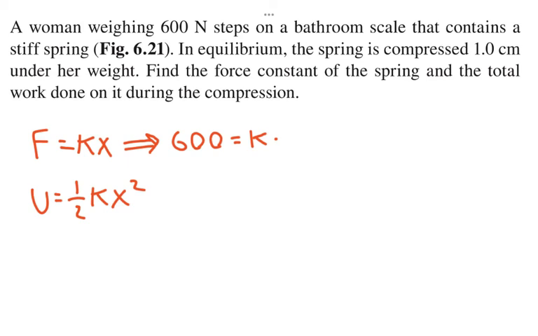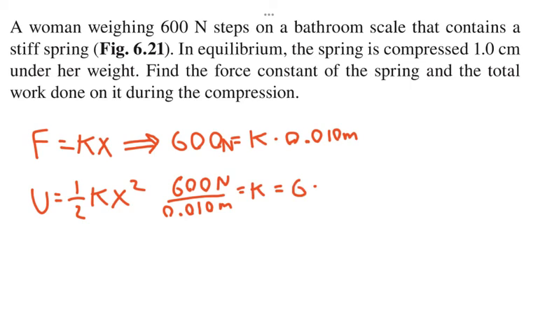So this is going to be 0.01 meters. And I should do a significant figure. It's 0.010. So there's our equation, and now all we have to do is solve for K. So if we do 600 and divide this by our X, and this was in newtons, I didn't write that unit, equals K, this is going to be 6 times 10 to the 4th power. And the units are going to be newtons per meter.